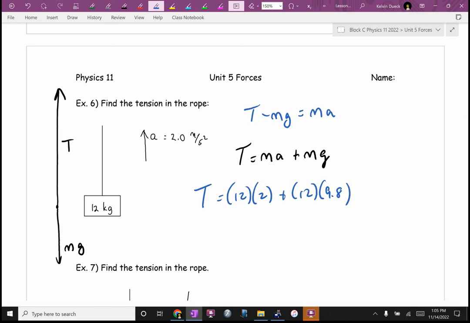What do you get? Do this one in your head. Should be able to. It's going to be 120 take away 2.4. It's going to be 117.6 plus 24. 117.6. 137.6. 151.6? 141.6. Carried a 1 wrong. Units, it's a force.